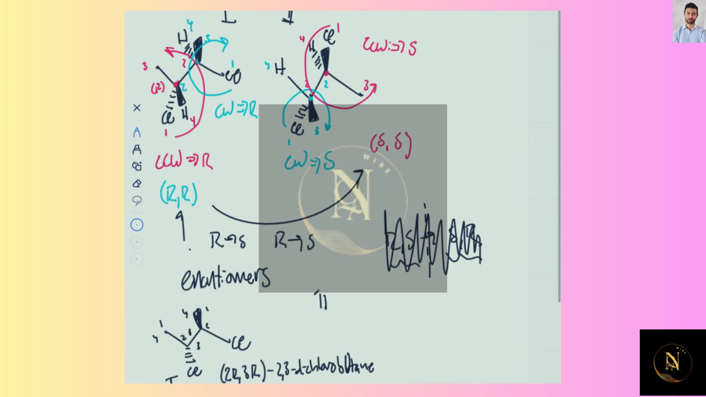Number 2 is the same thing, but it's going to be 2S, 3S. (2S,3S)-2,3-dichlorobutane.